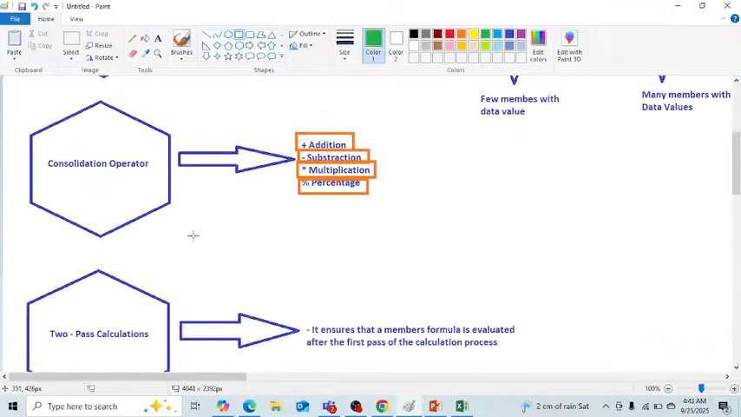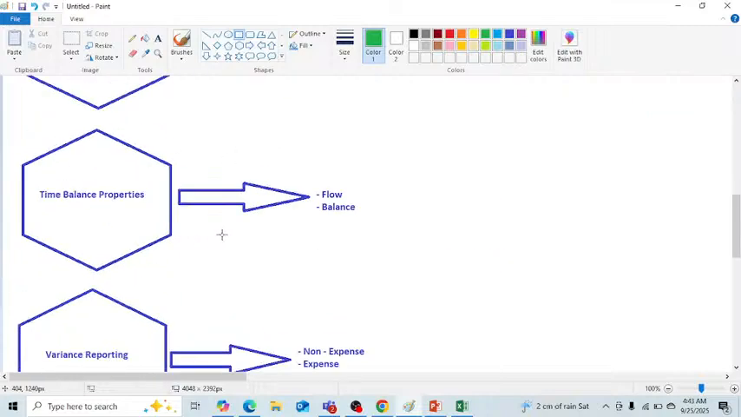Then here you can see the time balance property we also have. This property defines how data is handled across different periods. This is key for balance sheet accounts. Under this we have flow and balance. With flow, the value for the current period is added to the value from the previous period. This is the default for most income statement accounts like revenue or expenses.